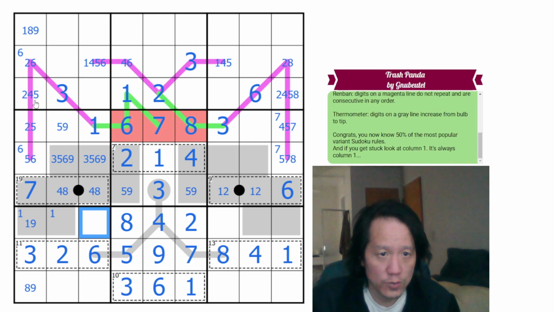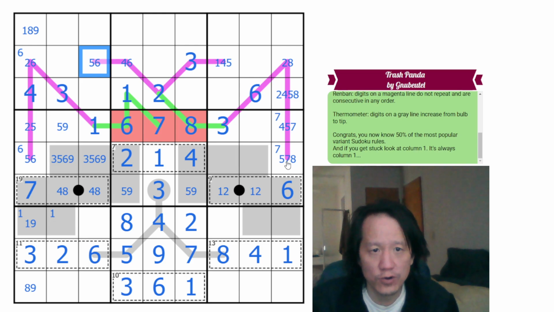Therefore, where's the 4 in column 1? It has to be here. So therefore, this is 4, which means this can't be 1 or 4. So this is 5 or 6. This can't be 6 anymore because of that 6, so this must be a 5, which means this can't be 5.